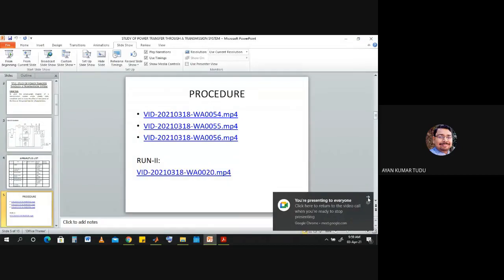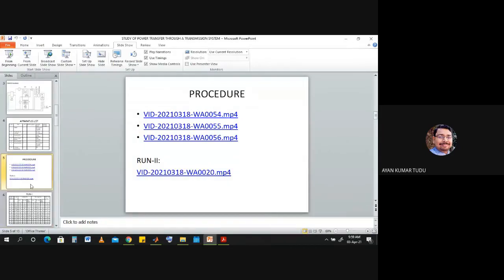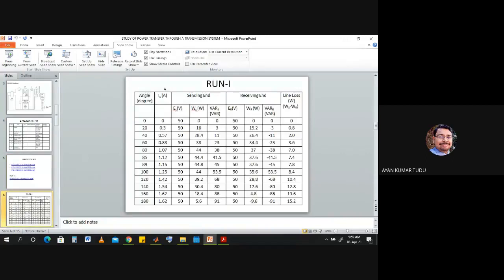Okay, so what we did in run 1. As you can see in run 1, we changed the value of this angle. For each case, we found out the sending end voltage and the sending end power. We also found out the receiving end voltage and the receiving end power.